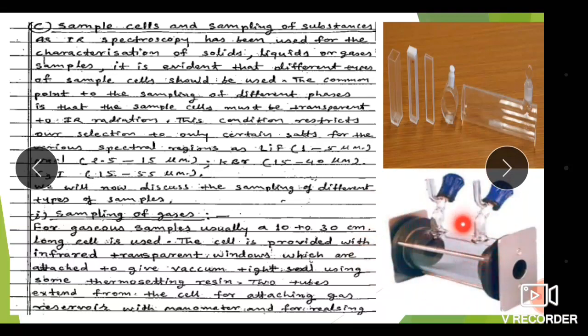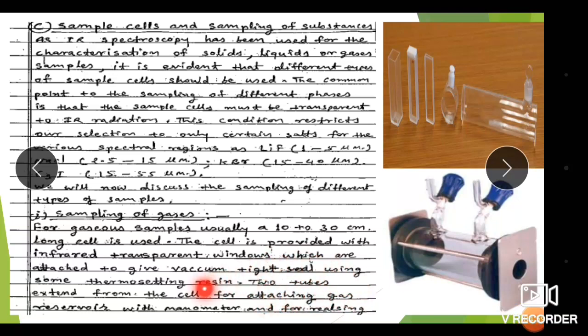So what is the measurement? For the gas sample we use a 10 to 30 centimeter long cell, and the cell is provided with infrared transparent windows. Two infrared transparent windows are there, which are attached to give a vacuum tight seal. So these are fitted with the vacuum tight seal using some thermosetting resins. Thermosetting resins are used for the tightening of these windows.